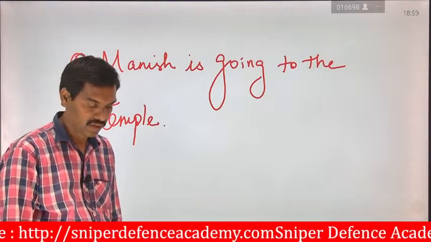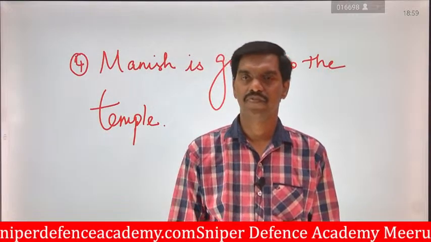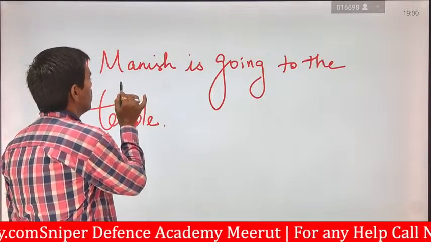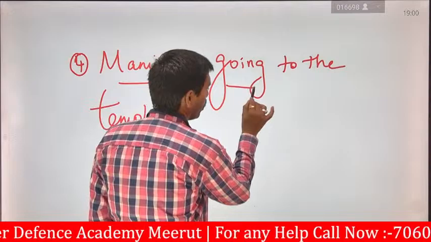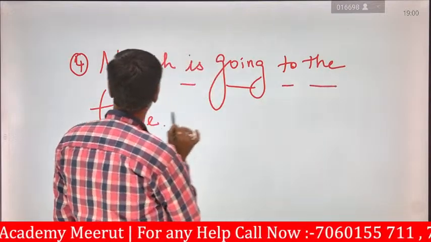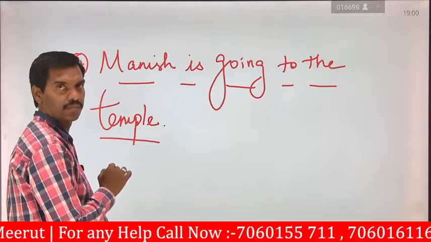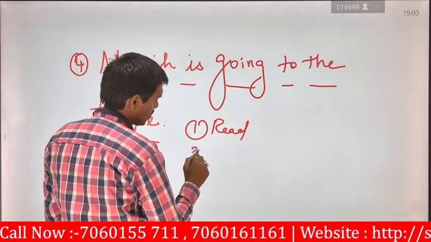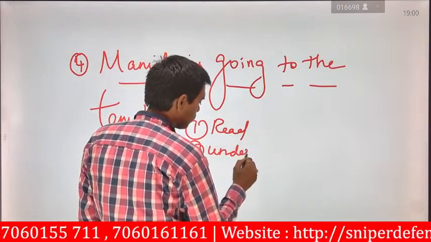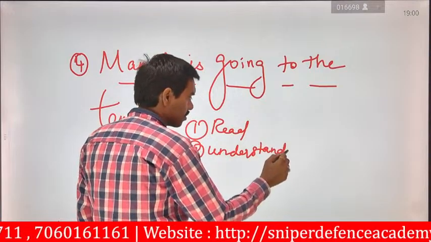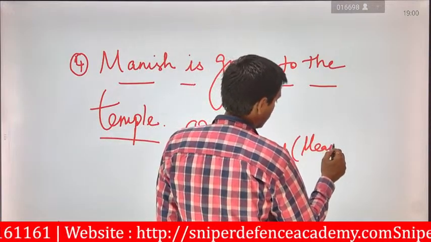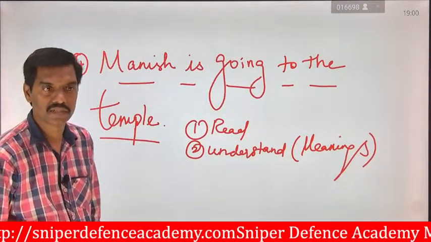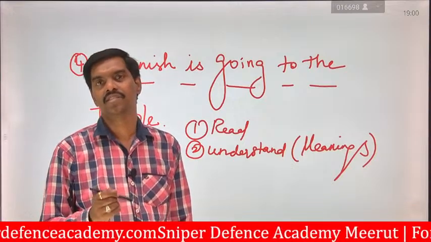Here we are going to identify where the subject is. First, I am going to read these sentences. The first one is: Manish is going to the temple. You have to read it properly. First you have to read it. Next you have to understand the meaning of the given sentences. Then only it is easy to identify the subject.